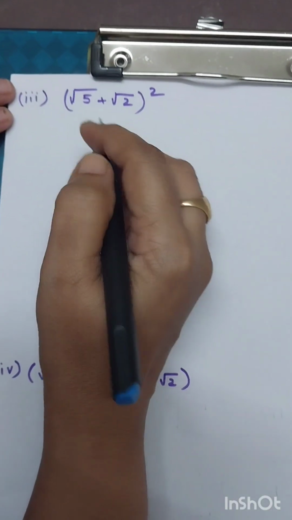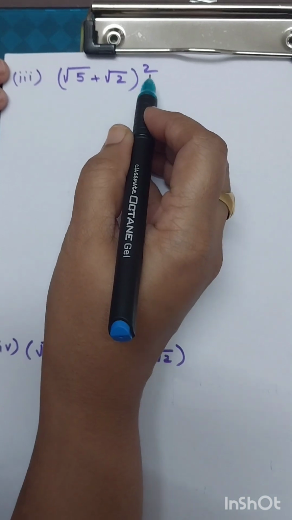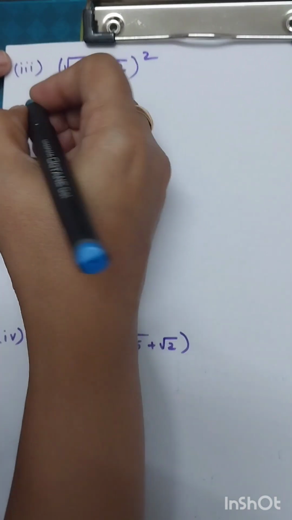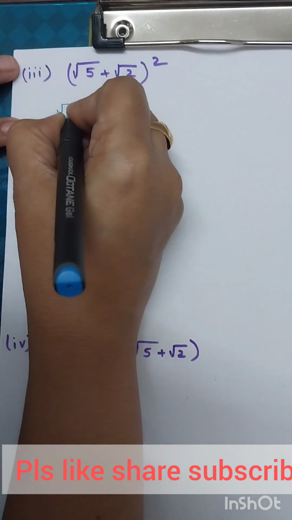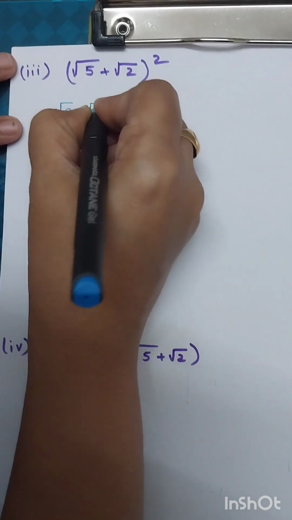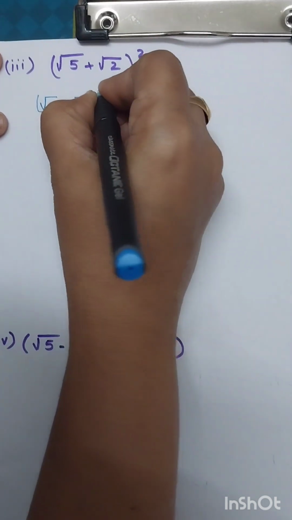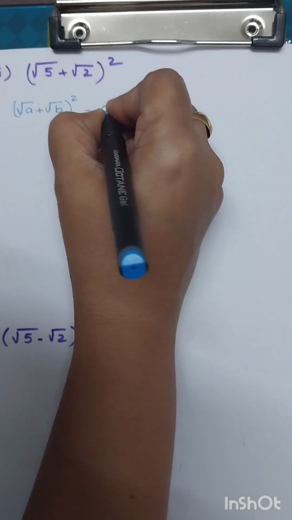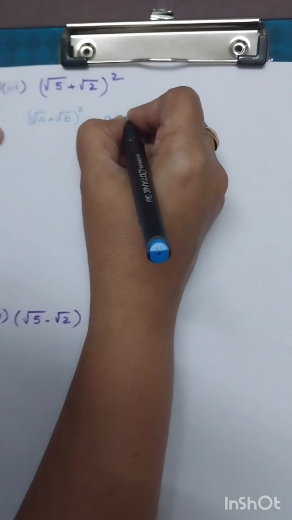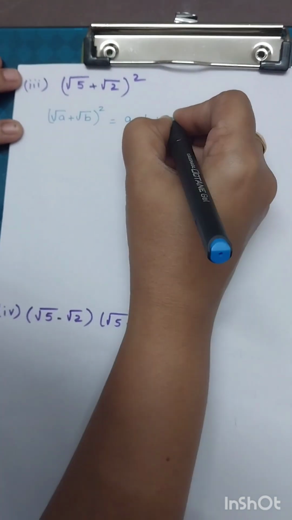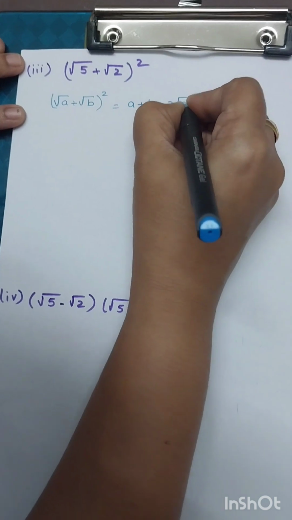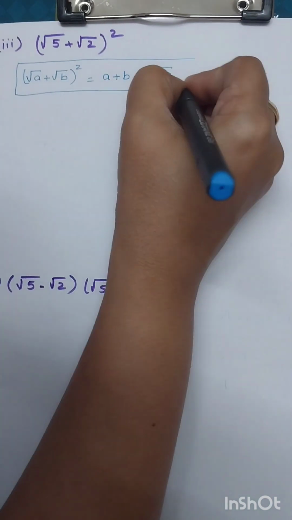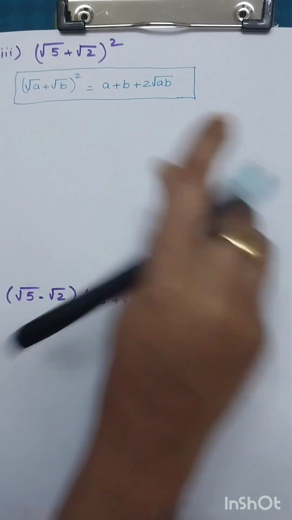The next problem, (root 5 plus root 2) whole square. So which identity are we going to use here? It is in the form of (square root of a plus square root of b) whole square. What does this give? (Root a) whole square, that is a, plus (root b) whole square, that is b, plus 2 root ab. So we are going to use this identity here.